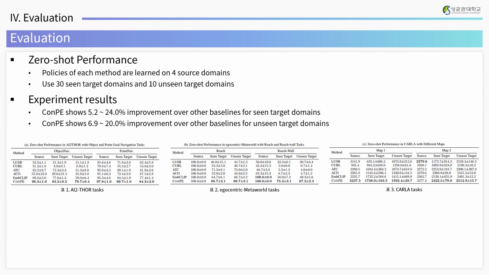In various tests, including AI2-THOR, egocentric MetaWorld, and CARLA, our model, ConPE, demonstrates remarkable performance, significantly outperforming the competitive baselines including CLIP. Our model achieves higher success rates in both seen and unseen target domains, up to 5.7% in AI2-THOR, 24% in egocentric MetaWorld, and consistently maintains competitive zero-shot performance across all conditions in CARLA.